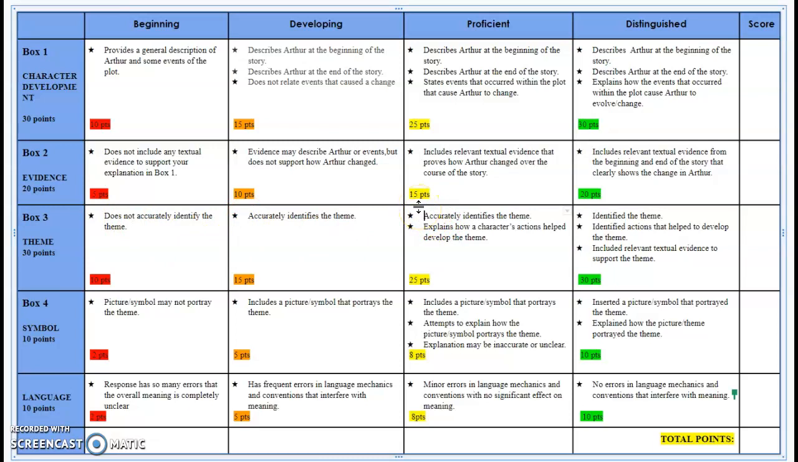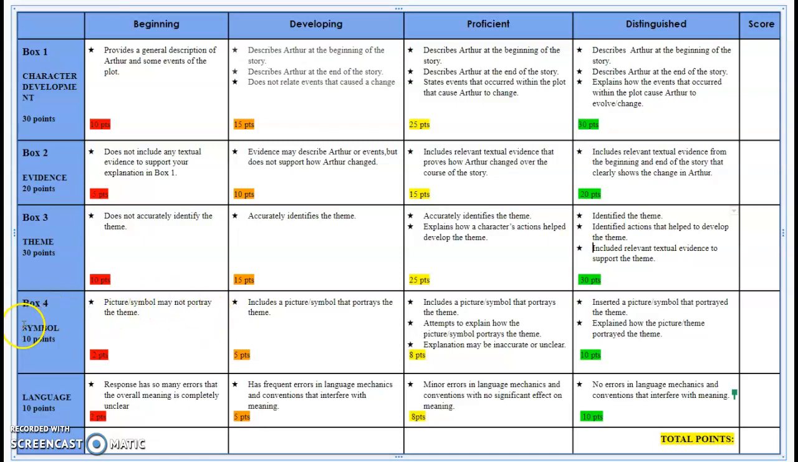So for 25 points, accurately identifies the theme, explains how our character's actions helped develop the theme, identified the theme. For the distinguished level, identified actions that helped to develop the theme, and then included relevant textual evidence to support the theme.